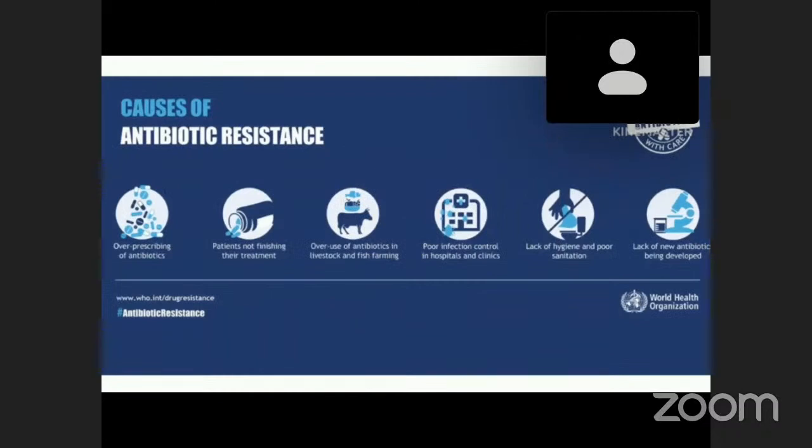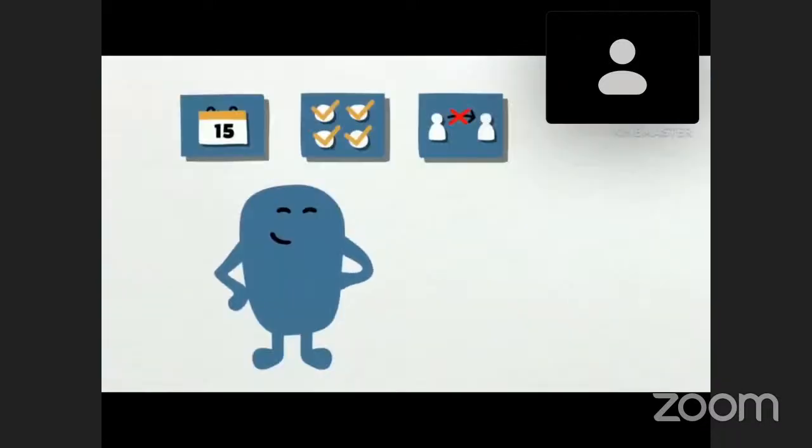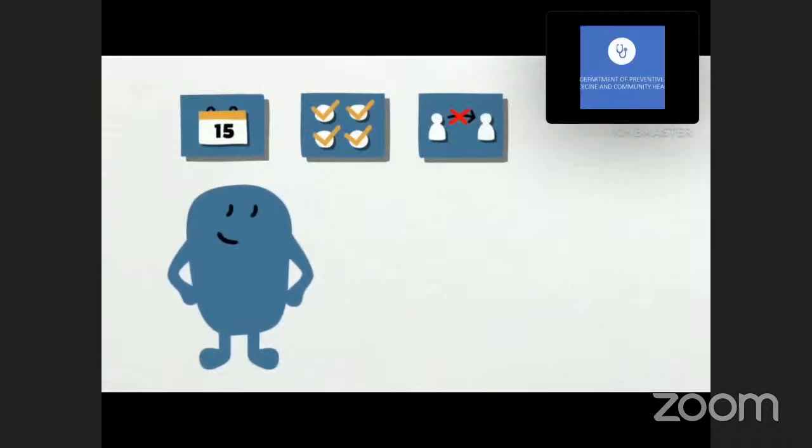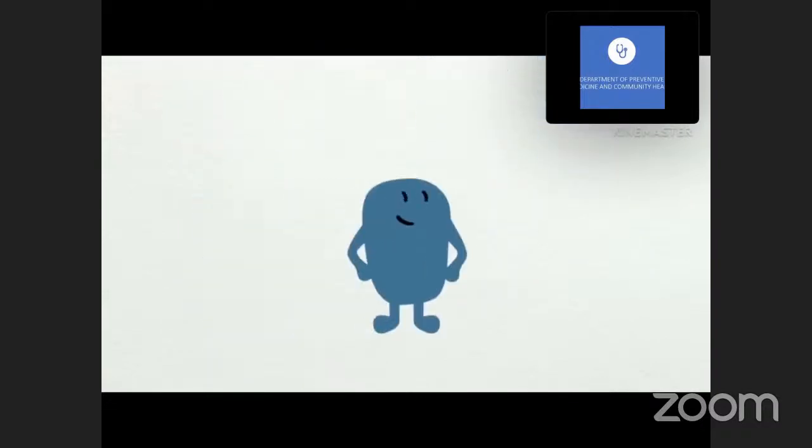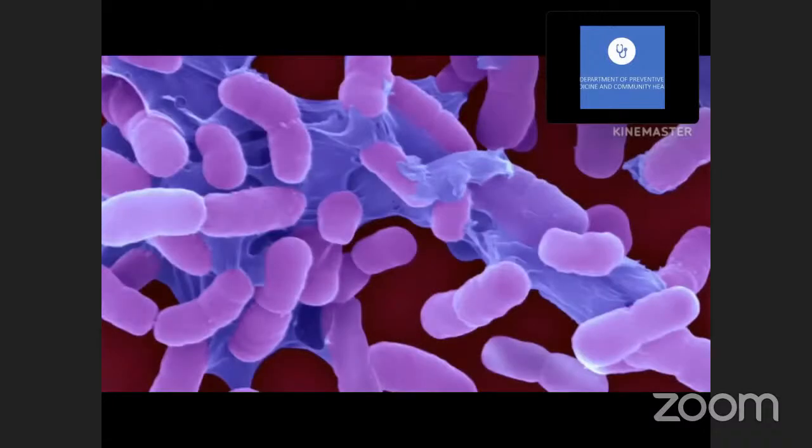The cause of antibiotic resistance. The main cause of antibiotic resistance is antibiotic use. When we use antibiotics, some bacteria die, but resistant bacteria can survive and even multiply. The overuse of antibiotics makes resistant bacteria more common. The more we use antibiotics, the more chance bacteria have to become resistant to them. This means that antibiotics won't work when we need them in the future.